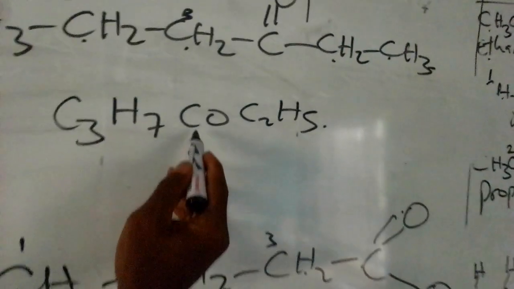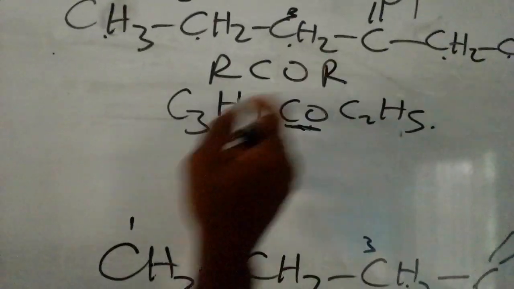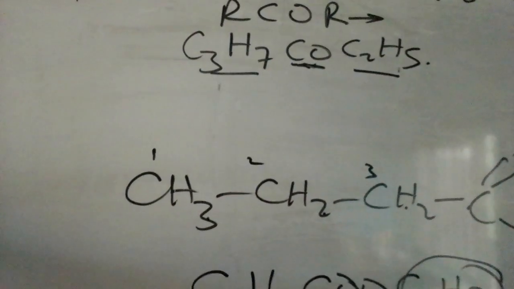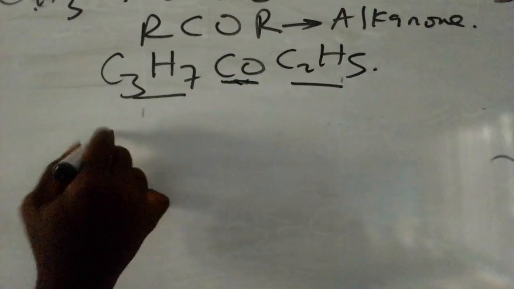Is this an ester? No. An ester would probably have COO towards the middle. So where does it belong? Let's look at the formula: COR, an alkyl group and an alkyl group. So this is not an ester. This is an alkanone, or ketone. So if I want to name this compound, as a beginner, I have to open the structure.